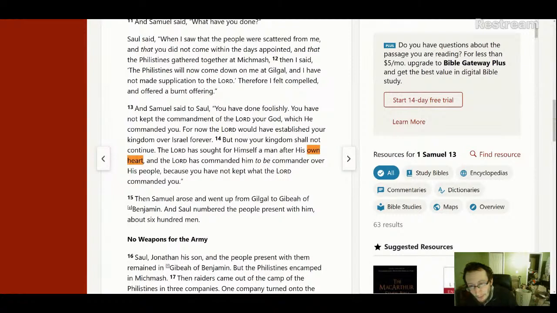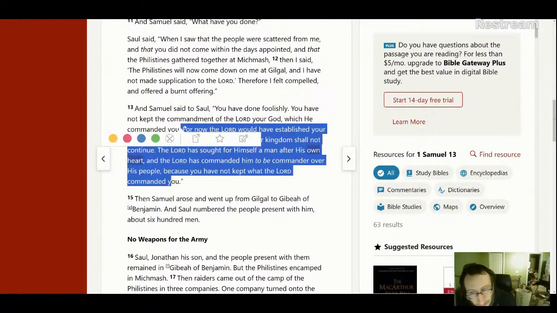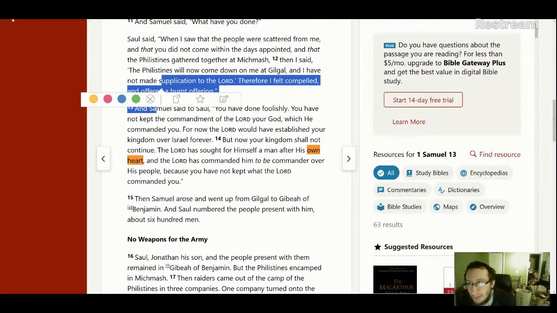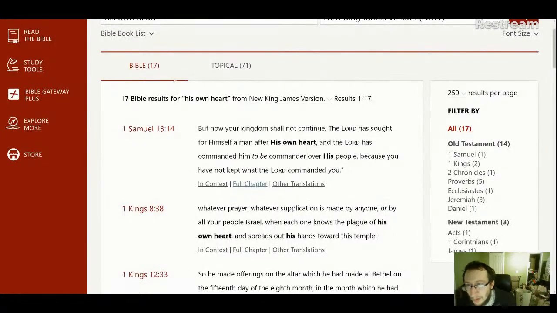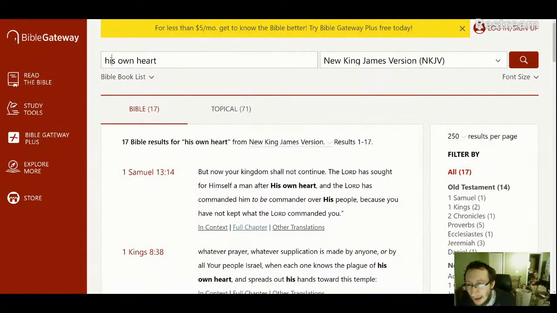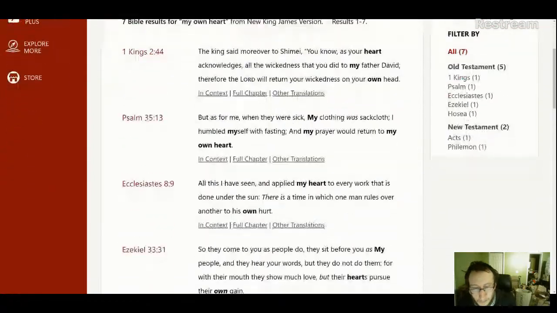So this is Samuel speaking to Saul about what God, on a previous occasion, had said. But where's the previous thing he said? We don't have it. Nowhere is it mentioned in 1 Samuel. But now, watch this. My own heart.